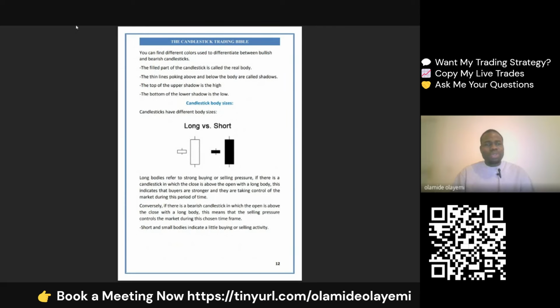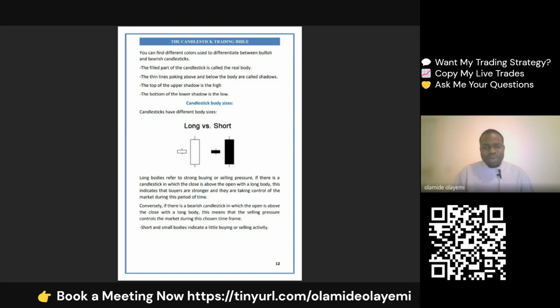Let's move to the next explanation. Now you can find different colors used. You can see that's what I'm saying. You can use different colors. And then candlesticks have different body sizes. That is what you want to look at right now, which is called the candlestick body size. What really happens with this body size determines if you are to buy or to sell.